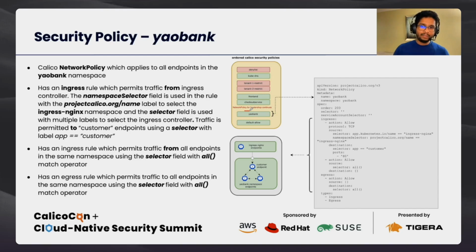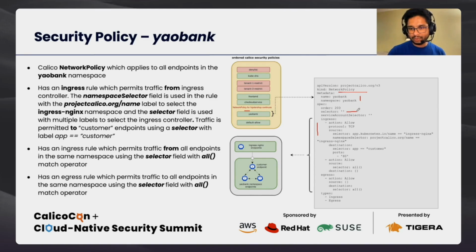So assuming that we've completed the policies for the hipster shop namespace, let's now look at the policy for the Yao Bank namespace. This is an interesting pattern, very similar to the front-end policy we looked at, however, with a distinction. This is a network policy that applies to the Yao Bank namespace. In the ingress direction, given that this policy applies to all endpoints in the Yao Bank namespace, we've not specified a selector. What that means is all endpoints in the namespace are matched for this policy.